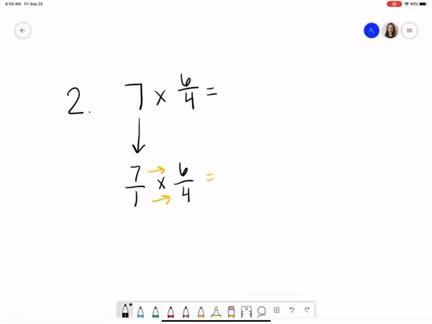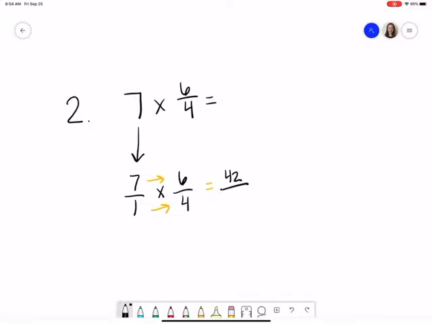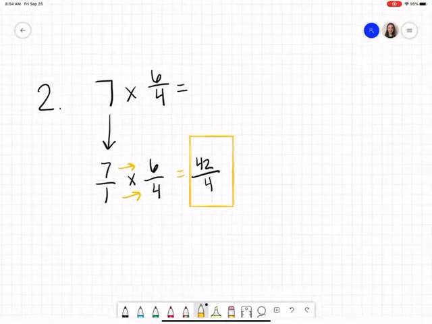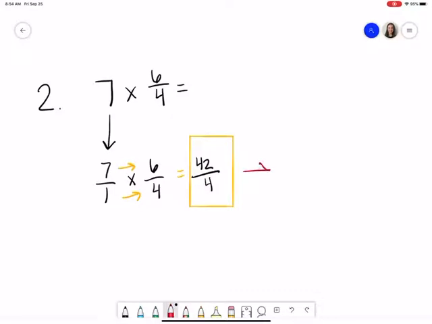7 times 6 equals 42. 1 times 4 equals 4. Okay, so now we have our improper fraction. Go ahead and take a moment to make this a proper fraction.